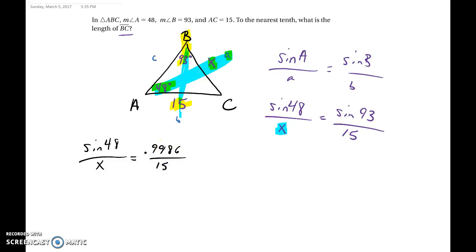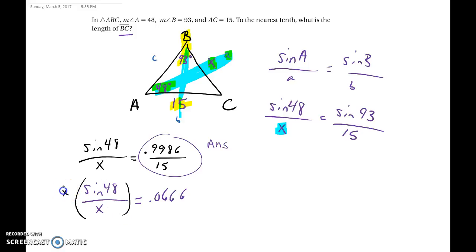So then we can go ahead and divide that by 15, and that is approximately equal to 0.0066. So we will then have sine of 48 over x is equal to 0.0666. Now remember, when you're doing this, you should always put this in your phone as the answer button. That way, if you round earlier, then your answer at the end might be a little off. But then here we can multiply each side by x to get x out of our denominator.